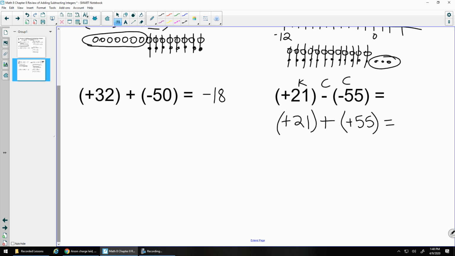They're both positive, so just regular addition. 21 plus 55. You can do it this way if you want. 1 plus 5 is 6, 5 plus 2 is 7. The answer is positive 76.